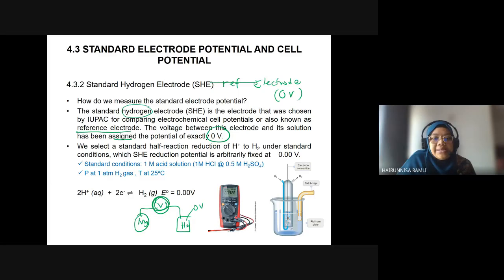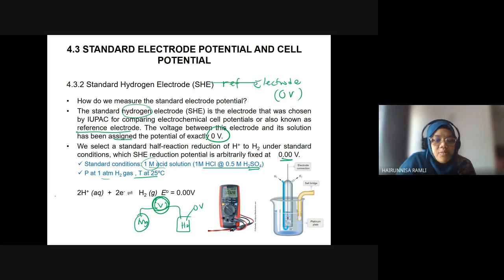Okay, so we select a standard half reaction reduction H plus kepada H2 under standard condition where kita fixkan tadi dekat 0 volt. Okay, tapi syarat dia bila kita kata standard, of course lah maksudnya hydrogen. Hydrogen tu gas kan? So kita kena ada juga dia punya electrolyte kan? So electrolyte yang kita pakai adalah acid. Sebab ada H plus kan? So H plus yang kita pakai adalah 1 molar. However, kalau you guna H2SO4, since dia adalah H2, okay, H plus you, dia hydrogen ada dua kali ganda, so you have to use 0.5. Okay, so the pressure is at 1 atm and of course the temperature also 25.